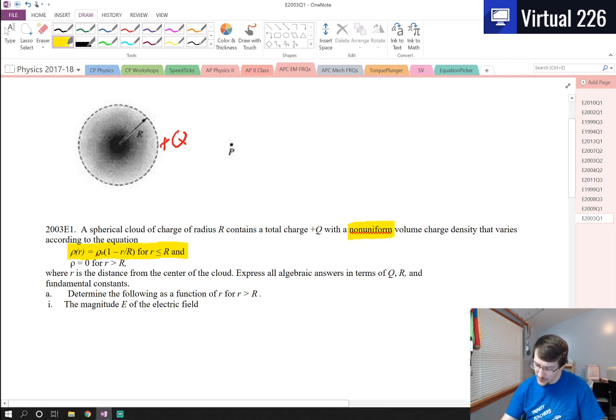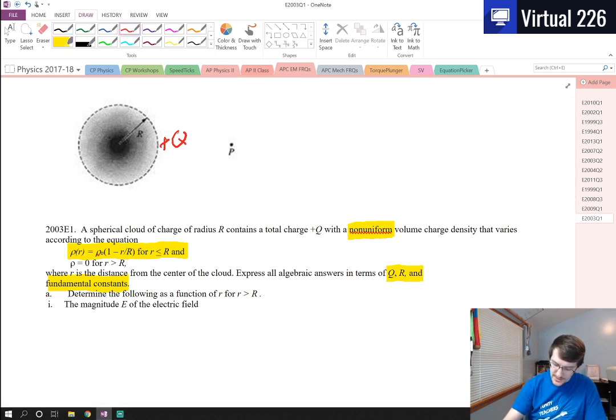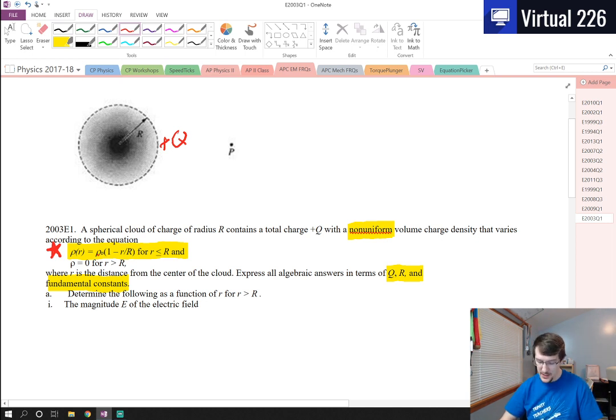We're looking to express all algebraic answers in terms of Q, R, and fundamental constants, so epsilon naught and pi's. We're not really going to see this piece, that rho of r density function, until we get to parts D and E of this problem. Before that, those problems are actually pretty straightforward.